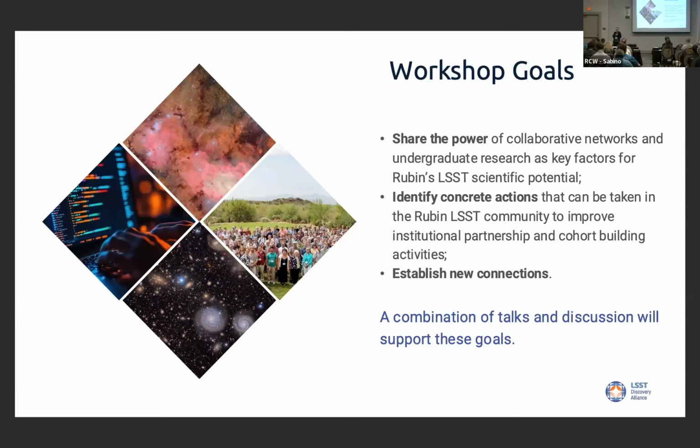I would love to come out of here at the end of the day, helped by our shared document, if everybody's a good sport and helps us add content to it, with concrete actions that can be taken in the Rubin community to improve partnerships, improve cohort building activities in a way that, again, helps us accomplish our goals of more Rubin science. Those concrete actions can be, you know what, we really need resources to do this thing. This thing is harder than we thought. Or it could be, we already have the tools and resources needed to do this thing. We just have to agree to do it. There's a wide range of things. And then to establish new connections, for us to meet new people, for us to find like-minded people that are excited to engage and build our own network. So we're going to have some talks, we're going to have some discussion time.